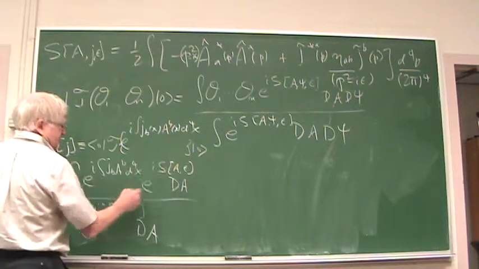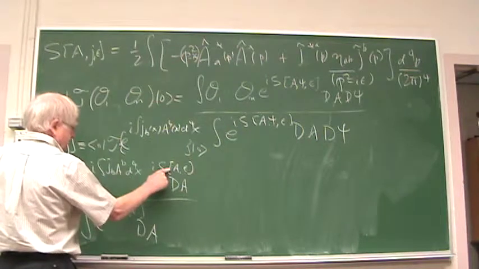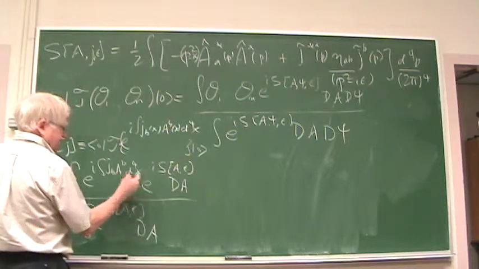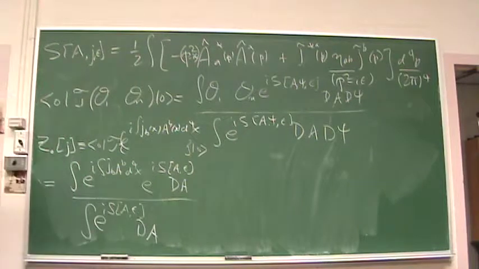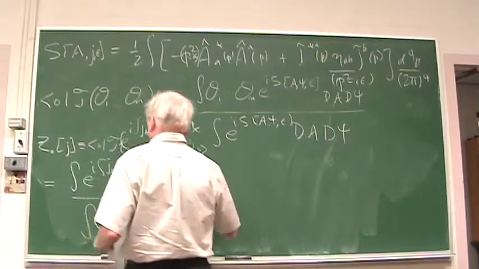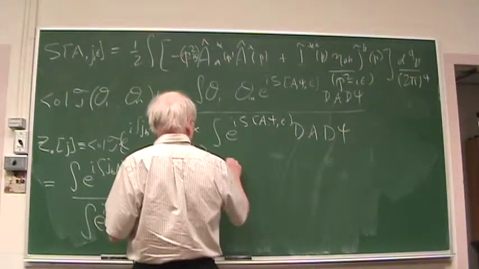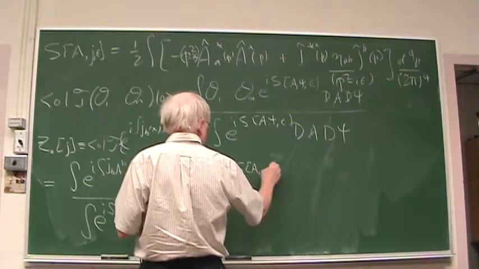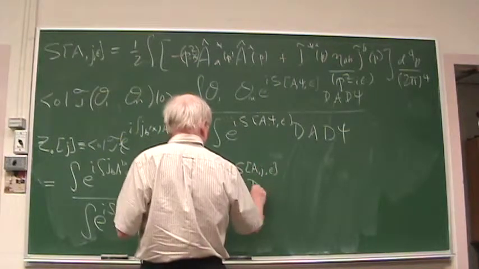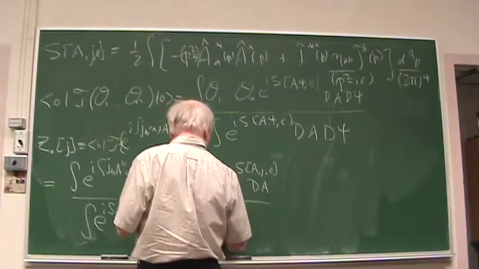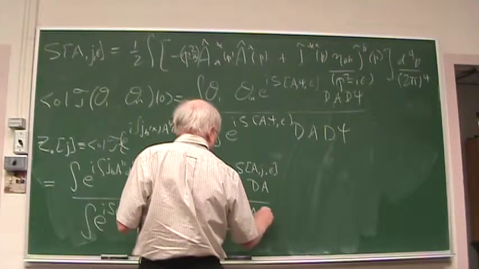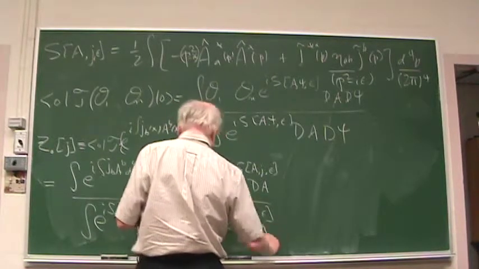But we know what the sum of these two terms is. This plus that, these are two exponentials. The product of the exponentials is the exponential of their sum. And so that is just the thing that we've been looking at all along, S of A and J. And so this thing is then integral e to the i S of A, J and epsilon, which we just computed, dA, divided by e to the i S of A and epsilon dA.